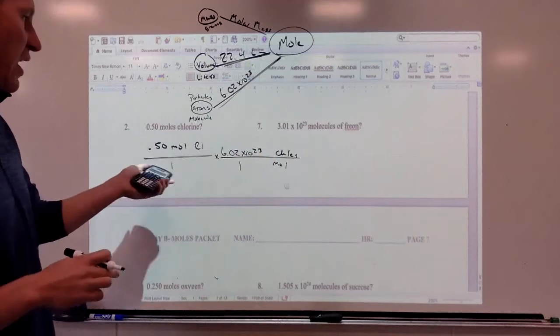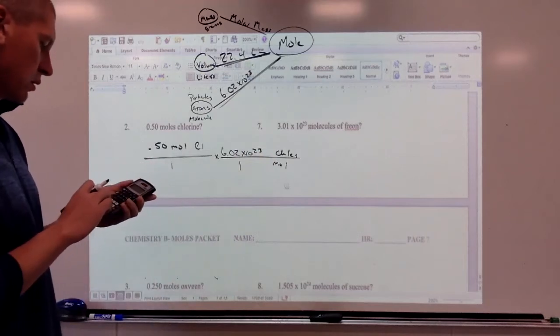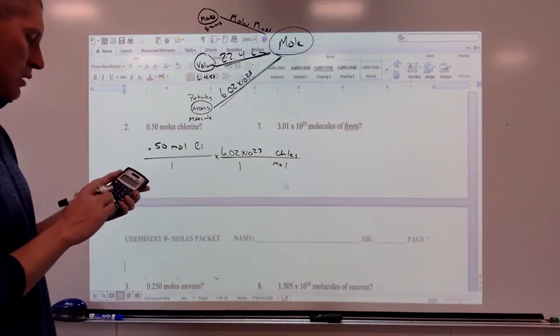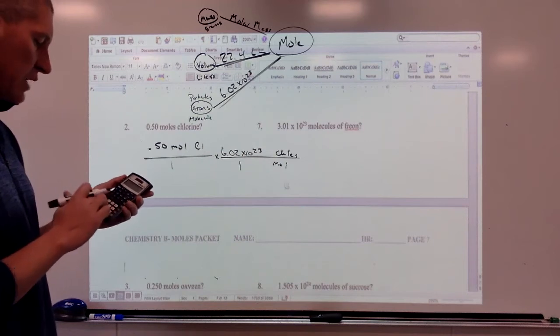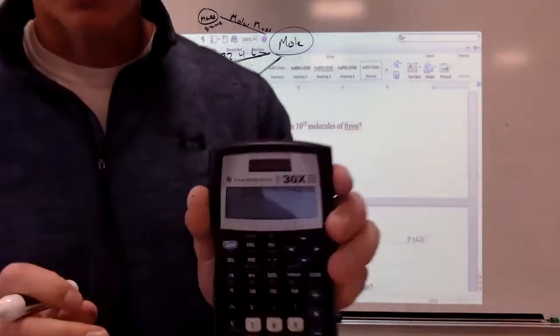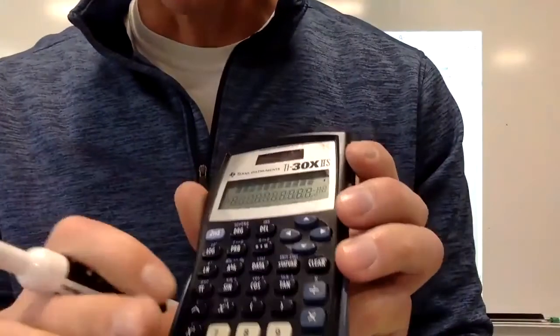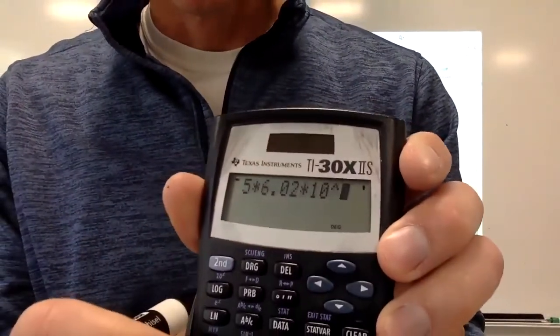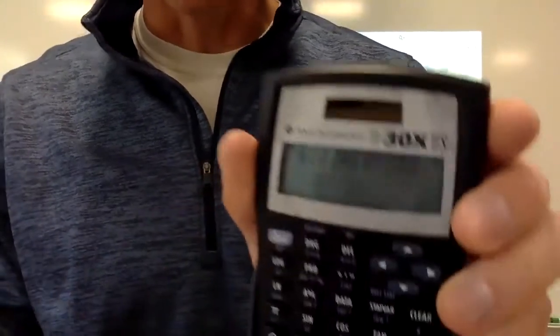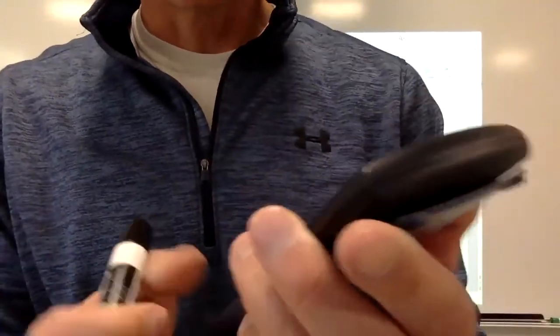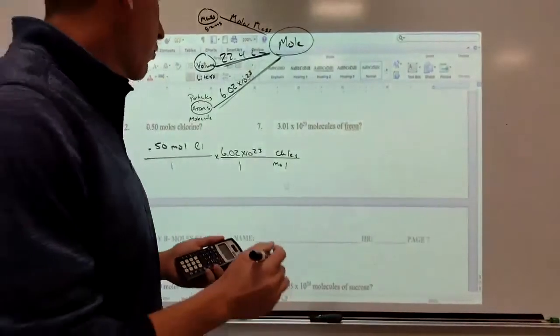And I just have to multiply by half, or 0.5. 0.5 times 6.02 times 10. So I get to all this part again. There's that, I guess you can see it. And then hit the little caret button, and then I can put in 23, and it's got the exponent there. And hit enter. And I get the answer, 3.01.